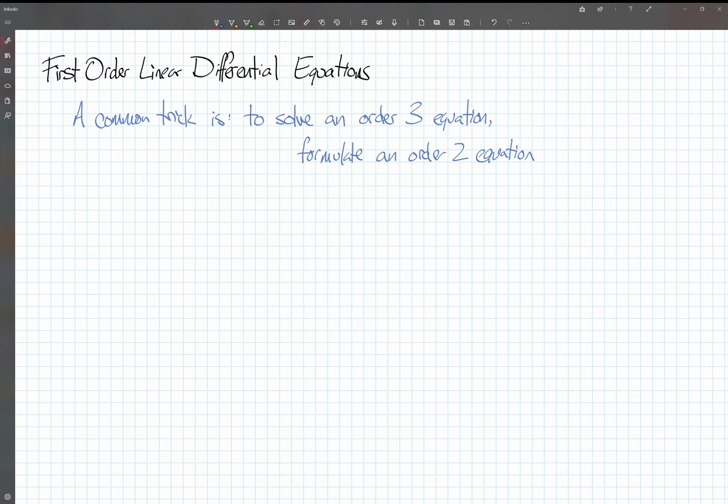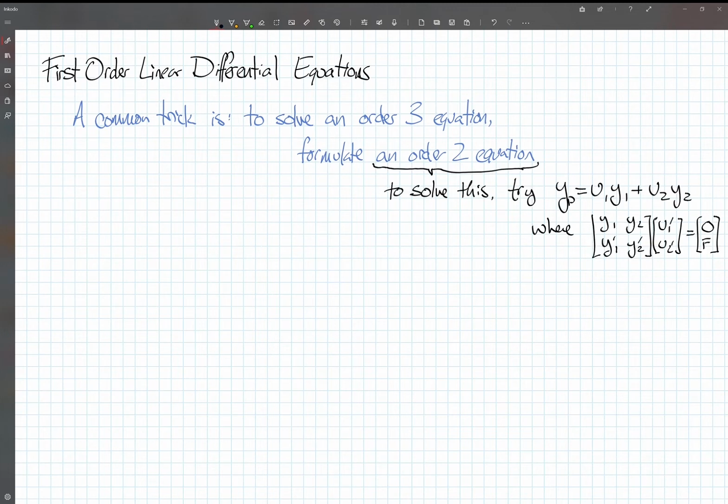So if you're presented with an order 3 equation, you can somehow formulate a related order 2 equation, solve that, and then use the solution of the order 2 equation to get the solution of the order 3 equation. We've seen this already in the variation of parameters approach, where we had an order 2 equation, and what we needed to do was set up an order 1 equation, that is an equation involving u1 prime and u2 prime, and then we had to integrate u1 prime and u2 prime to get u1 and u2.